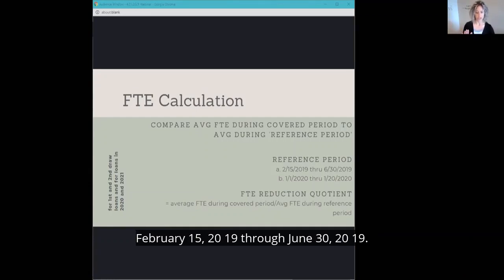So you're going to calculate your full-time equivalents for that period and compare it to your average full-time equivalents during your covered period. Then your second reference period is an option, so you'll want to calculate your average FTEs for both periods. Your second period is January 1, 2020 through February 29th, 2020. So calculate your average FTEs for those periods and compare them to your FTEs for your covered period.